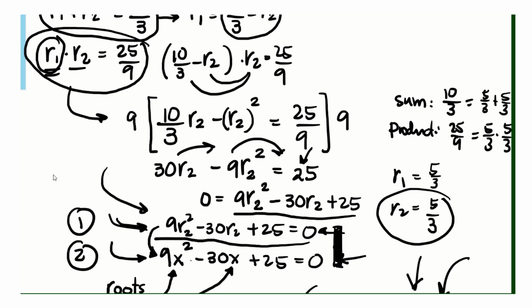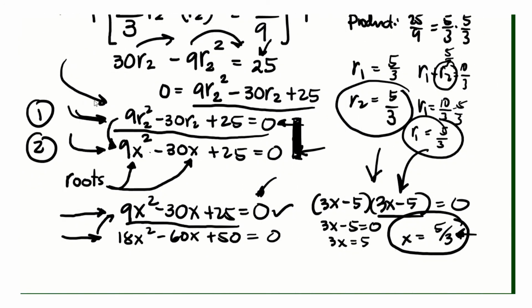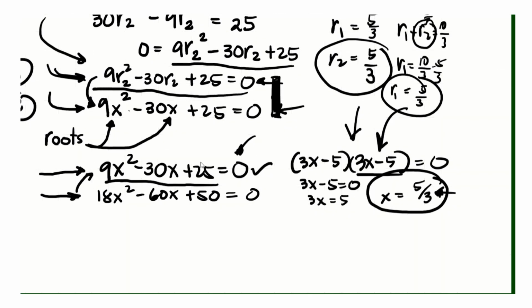So 5 over 3, and then for the other, R1, because R2 plus R1 is 10 over 3, all you have to do is solve for R1. So R1 plus R2 is equal to 10 over 3. And if you know that R2 is 5 over 3, then that means R1 is 10 over 3 minus 5 over 3, which is also 5 over 3. That's how we got R1. And we even looked for that in a different way, 3x minus 5 and 3x minus 5, the same factors. So we ended up with the same roots, which are 5 over 3 and 5 over 3.